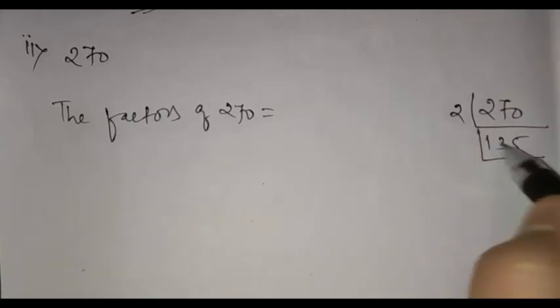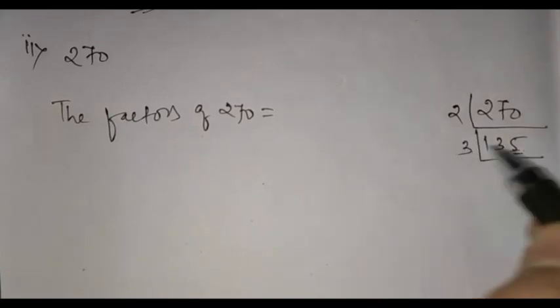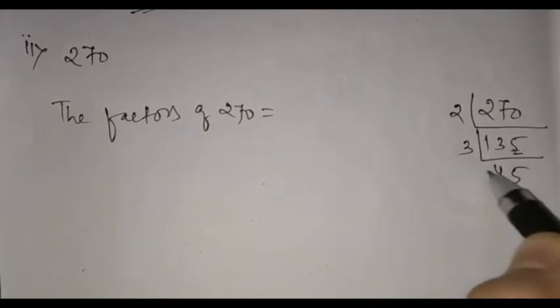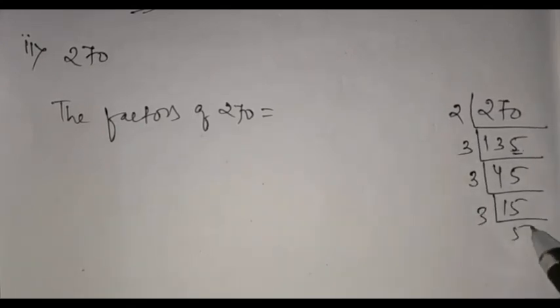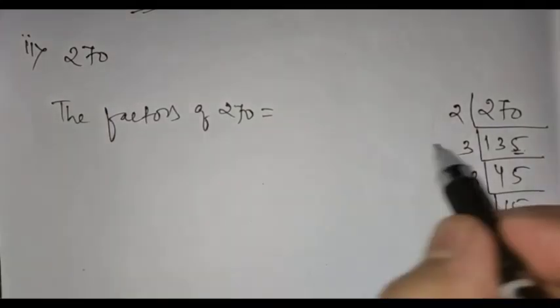Right, so 2 cannot divide 135 because 5 is at the end. So I'll be using 3. 3 4s are 12, 3 5s are 15. Now 3 15s are 45. Now 3 5s are 15, 5 1s are 5. Now what are the numbers you have?